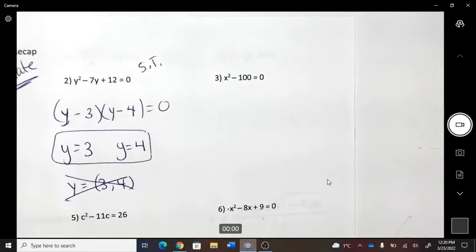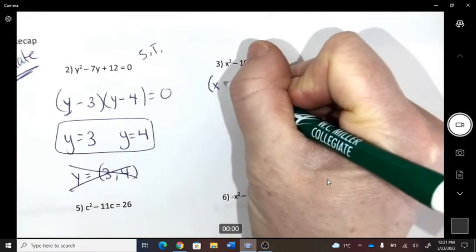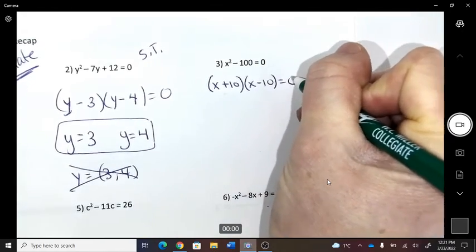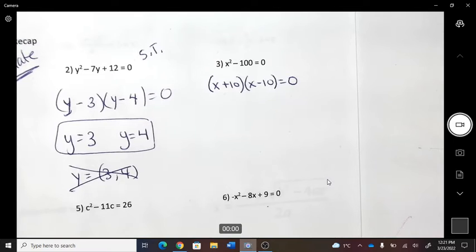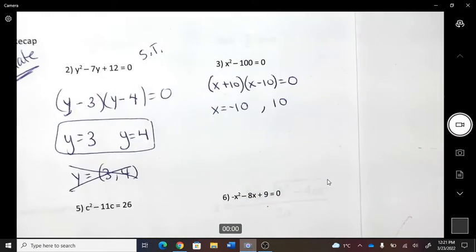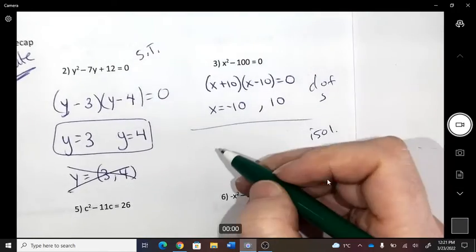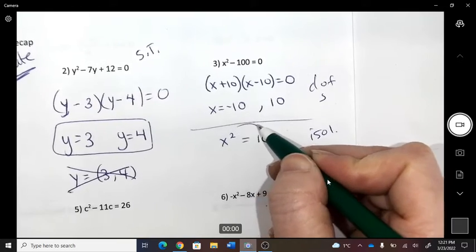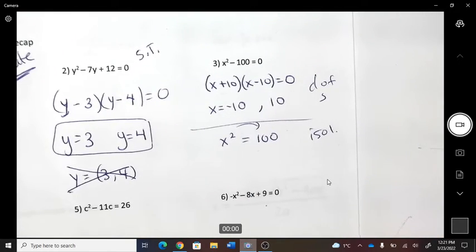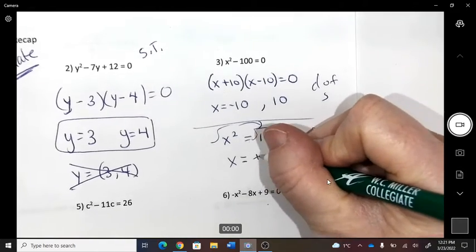Okay, question 3. There's actually 2 methods you could do here. You could do a difference of squares if you wanted to factor it. That's somebody who picked a difference of squares, and that's good. So negative 10 or positive 10. What else could I have done? Isolate. So I could have added 100. I could have moved the 100 over and then square rooted. See why it's important to put plus minus? Plus minus 10.